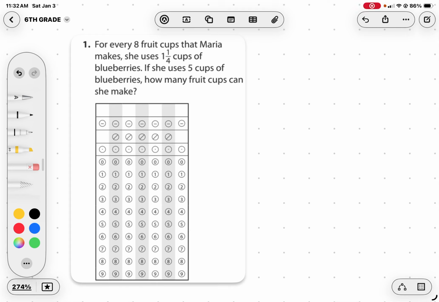Today we're going to be covering some 6th grade questions dealing with unit rates and proportions, or really just using proportions to solve questions. So let's go ahead and jump on in.